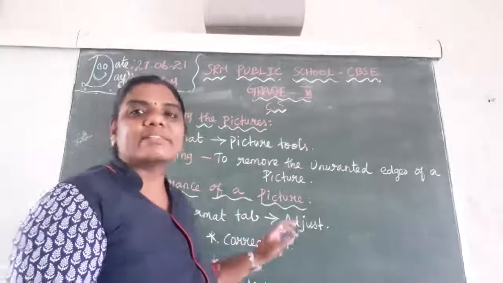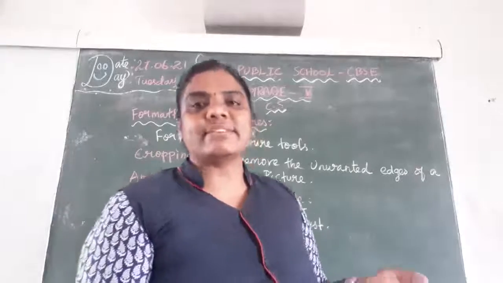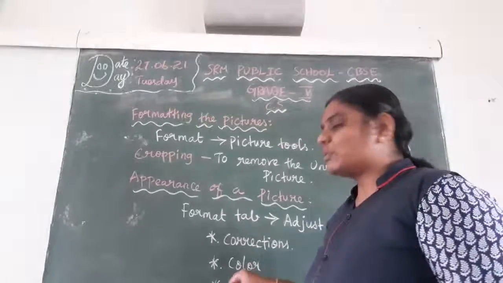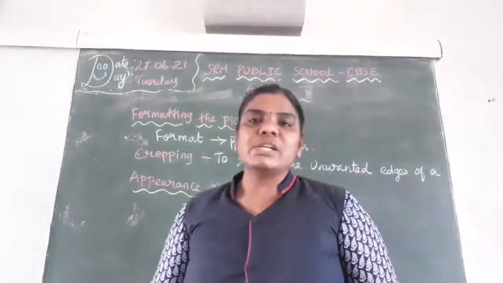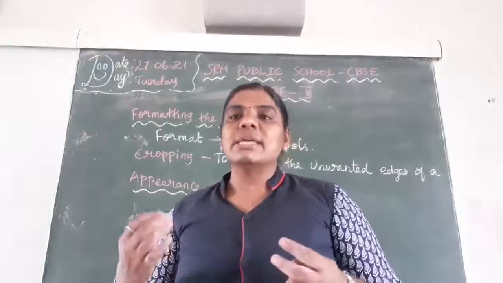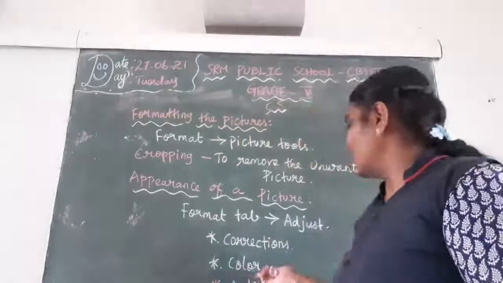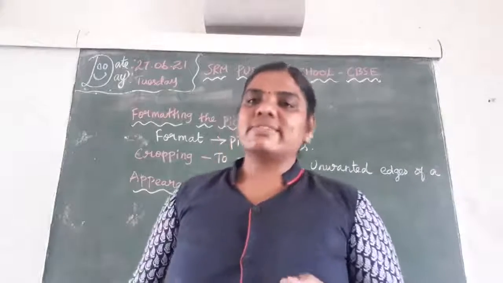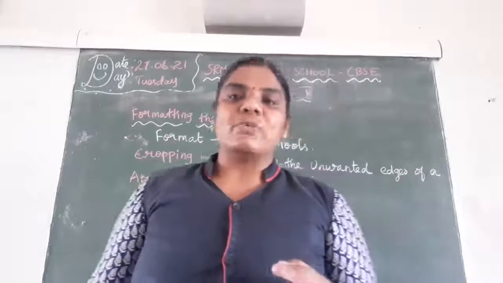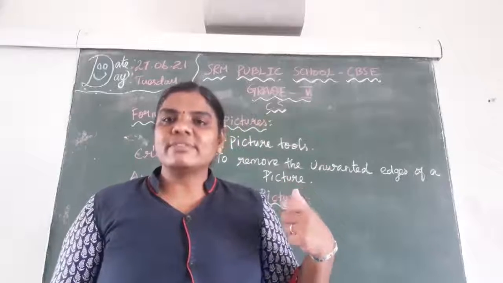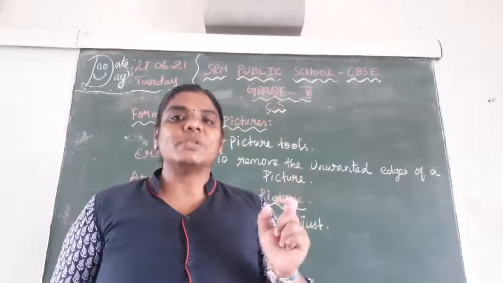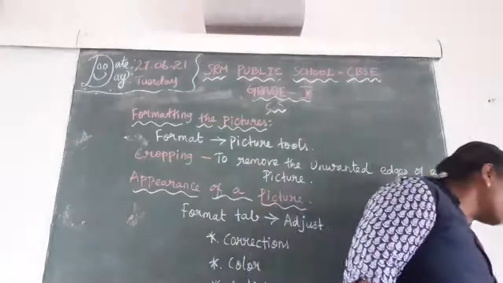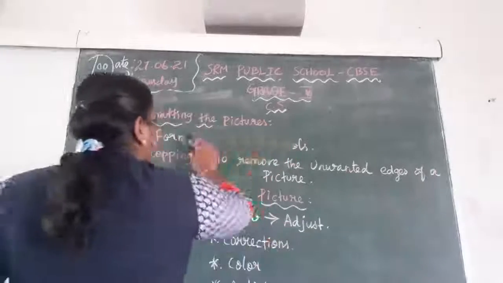First one, Corrections. If we want to change any corrections in our pictures, we can click the option Corrections. Next one, Color. Suppose we need to give any color, we can use the option Color. And the last one, Artistic Effects. By using this option we can change the effect of the pictures. Understand?